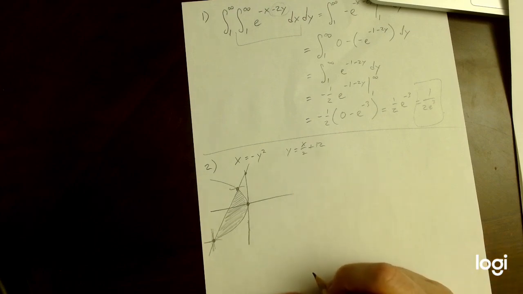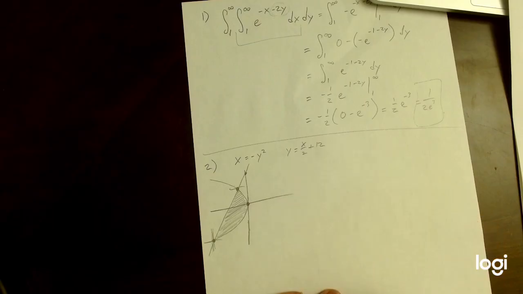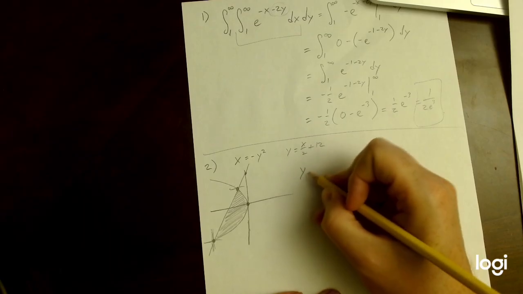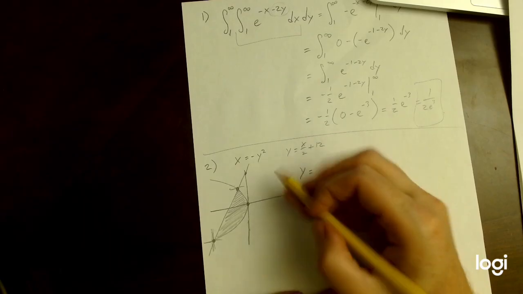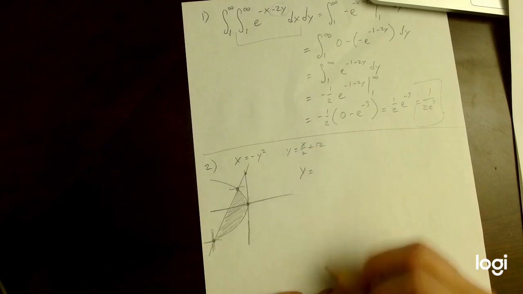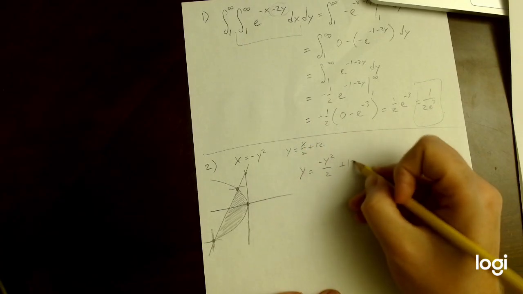So let's find where these intersect, and we can do that just by plugging one equation into the other. And so in this case, if we say y equals, in this case, where there's an x here, I'm going to plug in minus y squared over 2 plus 12.